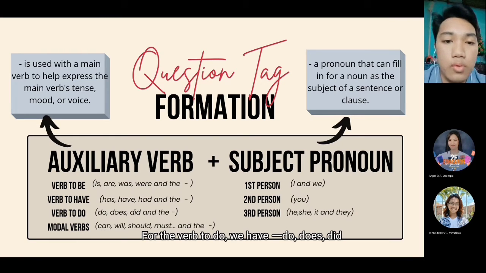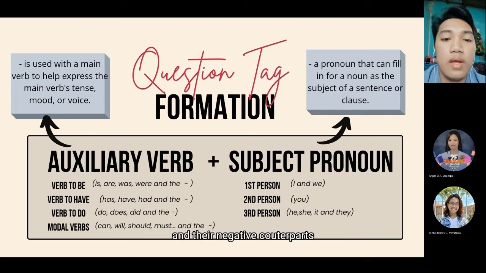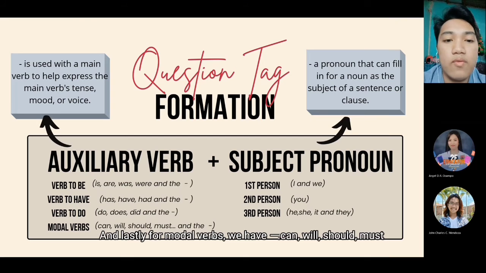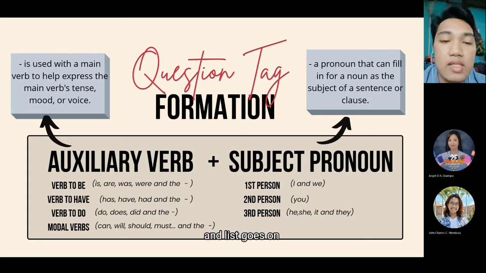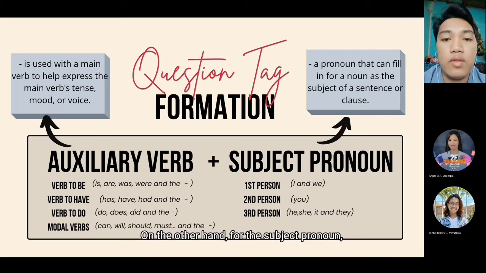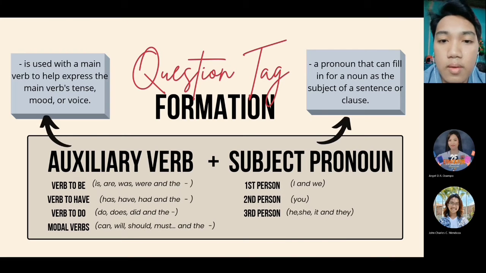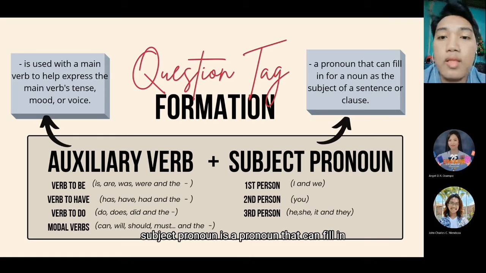For the verb to do, we have do, does, and did, and their negative counterparts: don't, doesn't, and didn't. And lastly, for modal verbs, we have can, will, should, must, and the list can go on, and their negative counterparts.